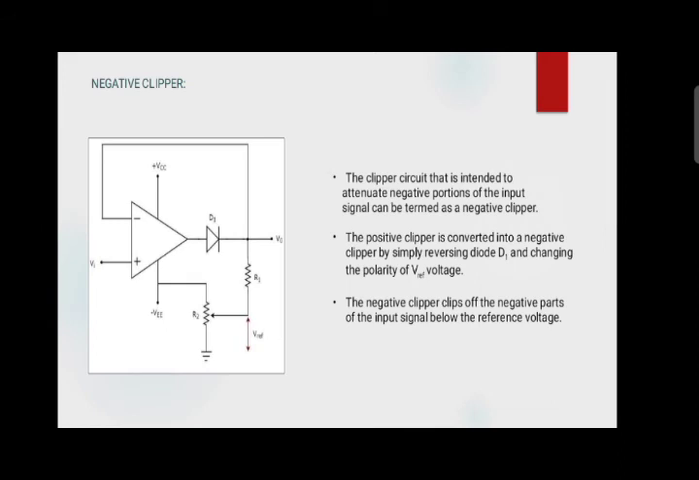Next, negative clipper. The negative clipper is the circuit that removes the negative portion of the input signal. The positive clipper is converted into a negative clipper by simply reversing the diode D1 and changing the polarity of the V reference voltage. The negative clipper clips off the negative parts of the input signal below the reference voltage.